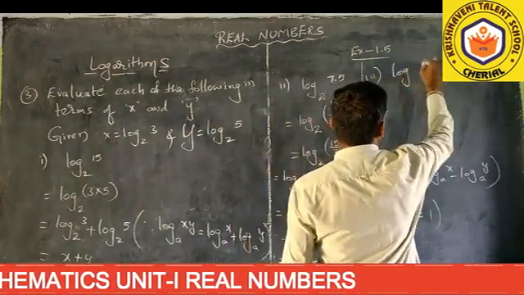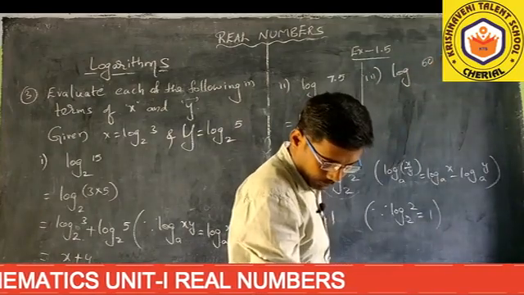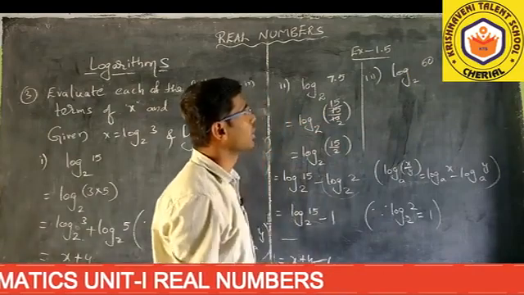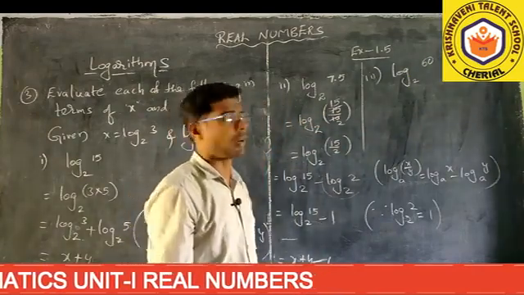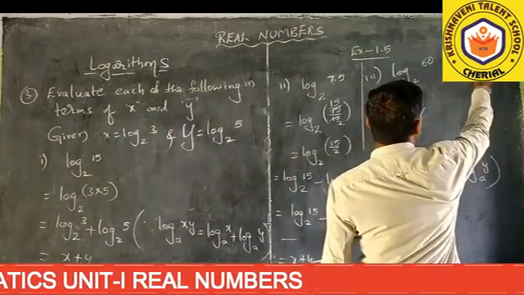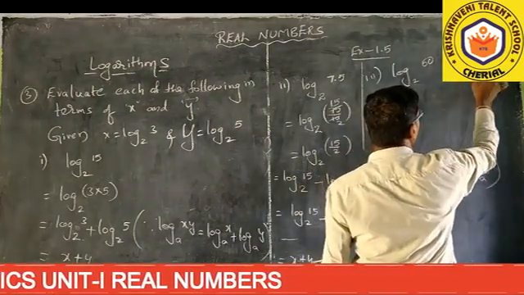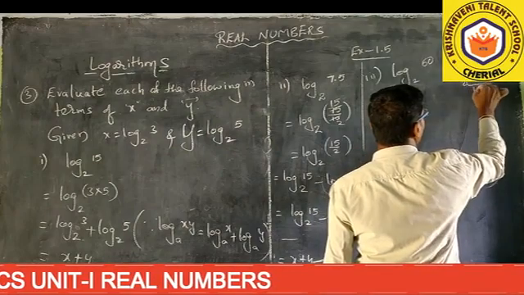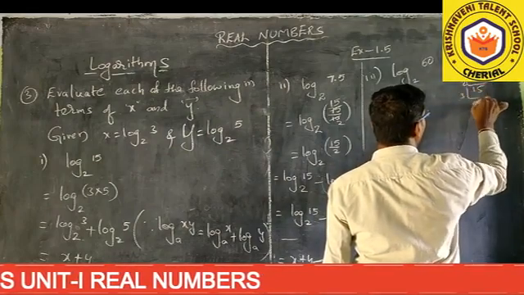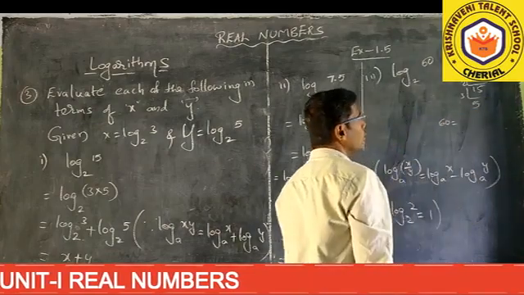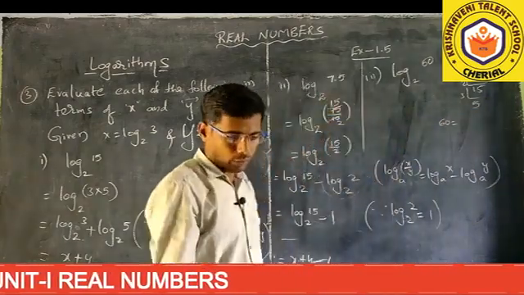Log 60 to the base 2. Log 60 to the base 2 means what? 60 you have to express as the product of prime numbers. Expressing 60 as a product of prime numbers means 2 into 30, 2 into 15, 3 into 5. So how do we write 60 now? We can write it as 2 square into 3 into 5.